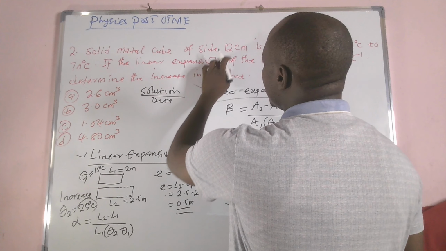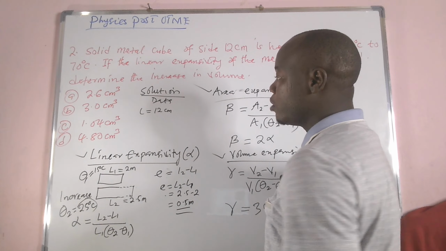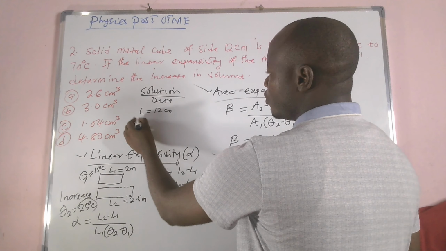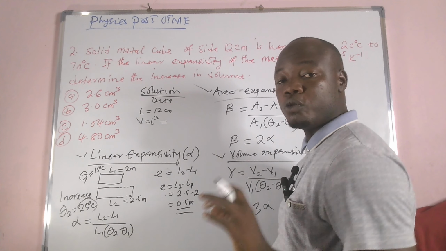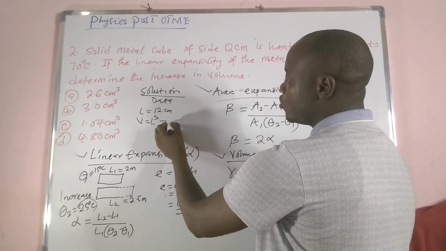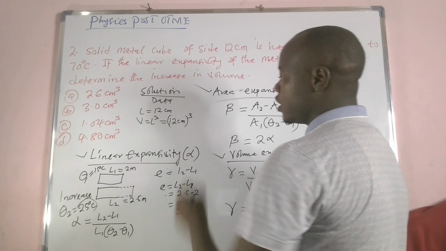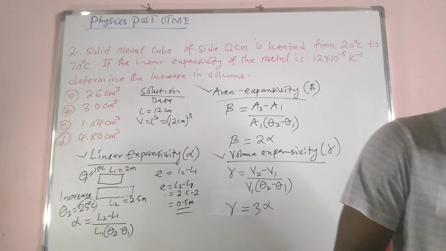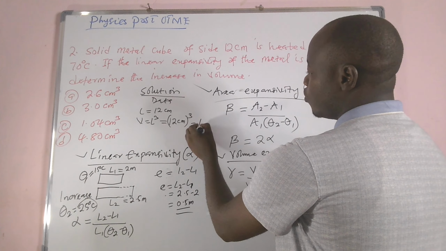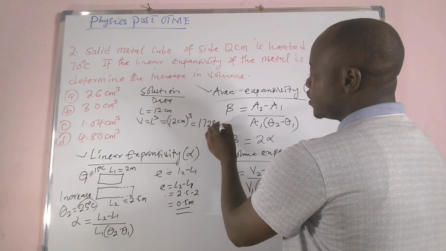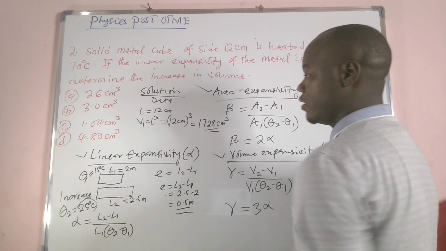So we have the length here. It is given as length is 12 centimeter. But remember, volume is cubic. So volume is equal to L power 3, that is length cube. So we are going to have 12 centimeter raised to the power of 3, which will give us 1728 centimeter cube. This is our V1.